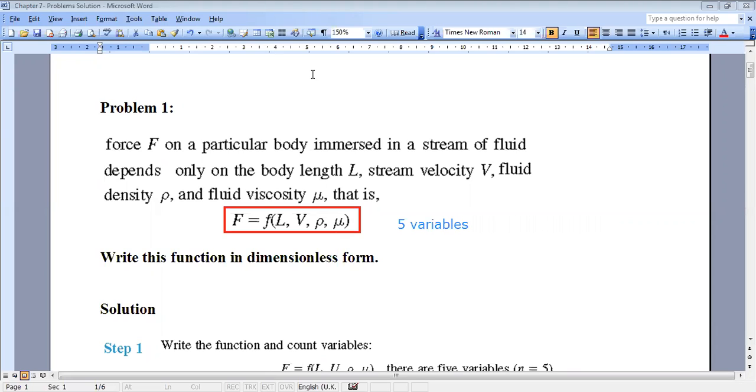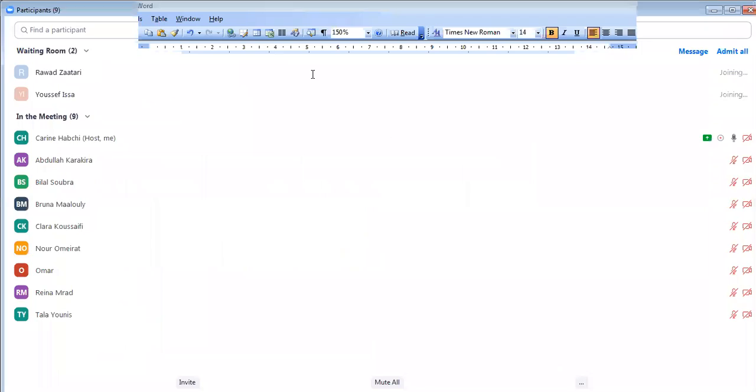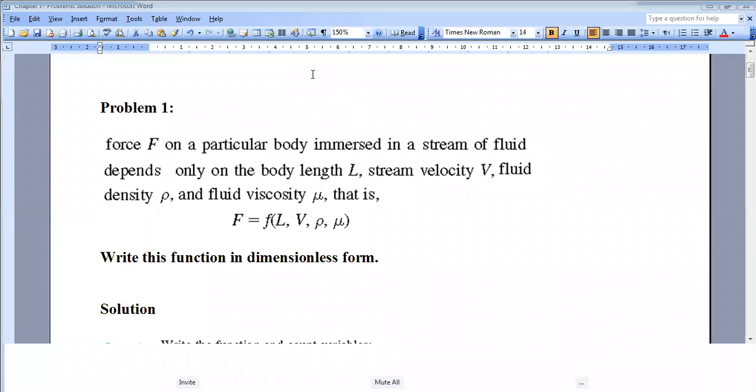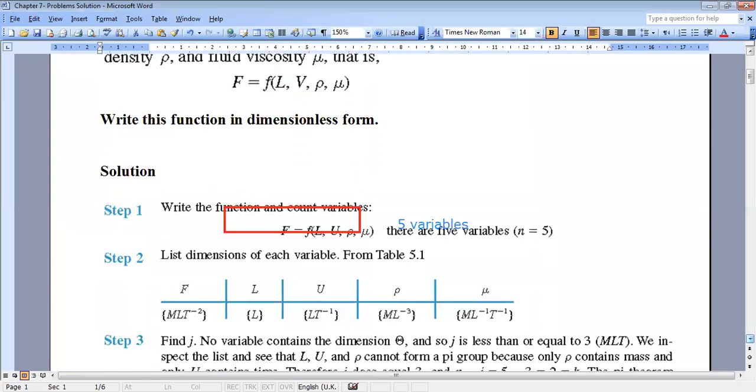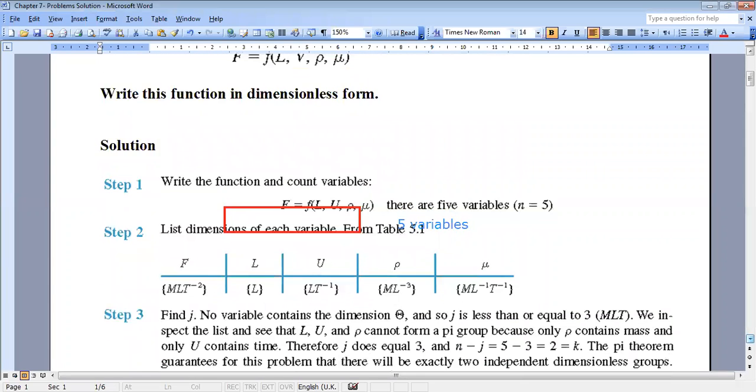The second step is to determine the dimension of each of our variables. I should find the dimension of each variable and I can put them in a table. So list your variables and put them in a table. We will see why we do this.